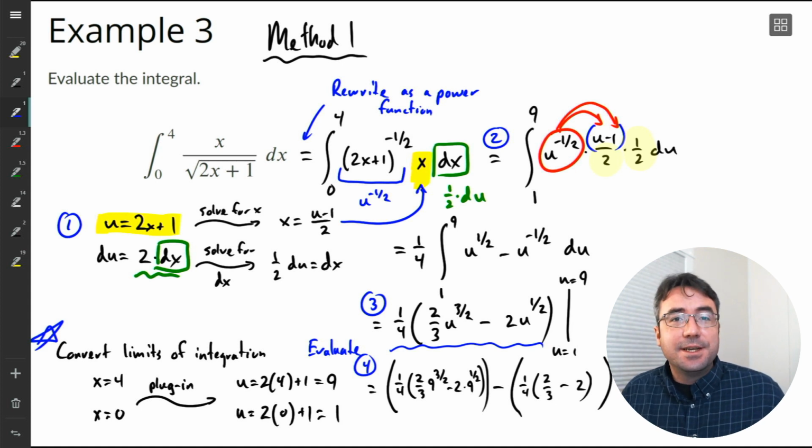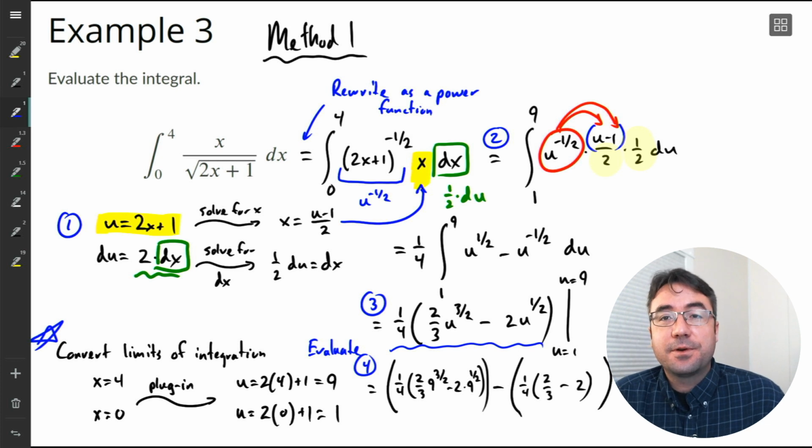All right, so that'll do it for integration using substitution rule for definite integrals.